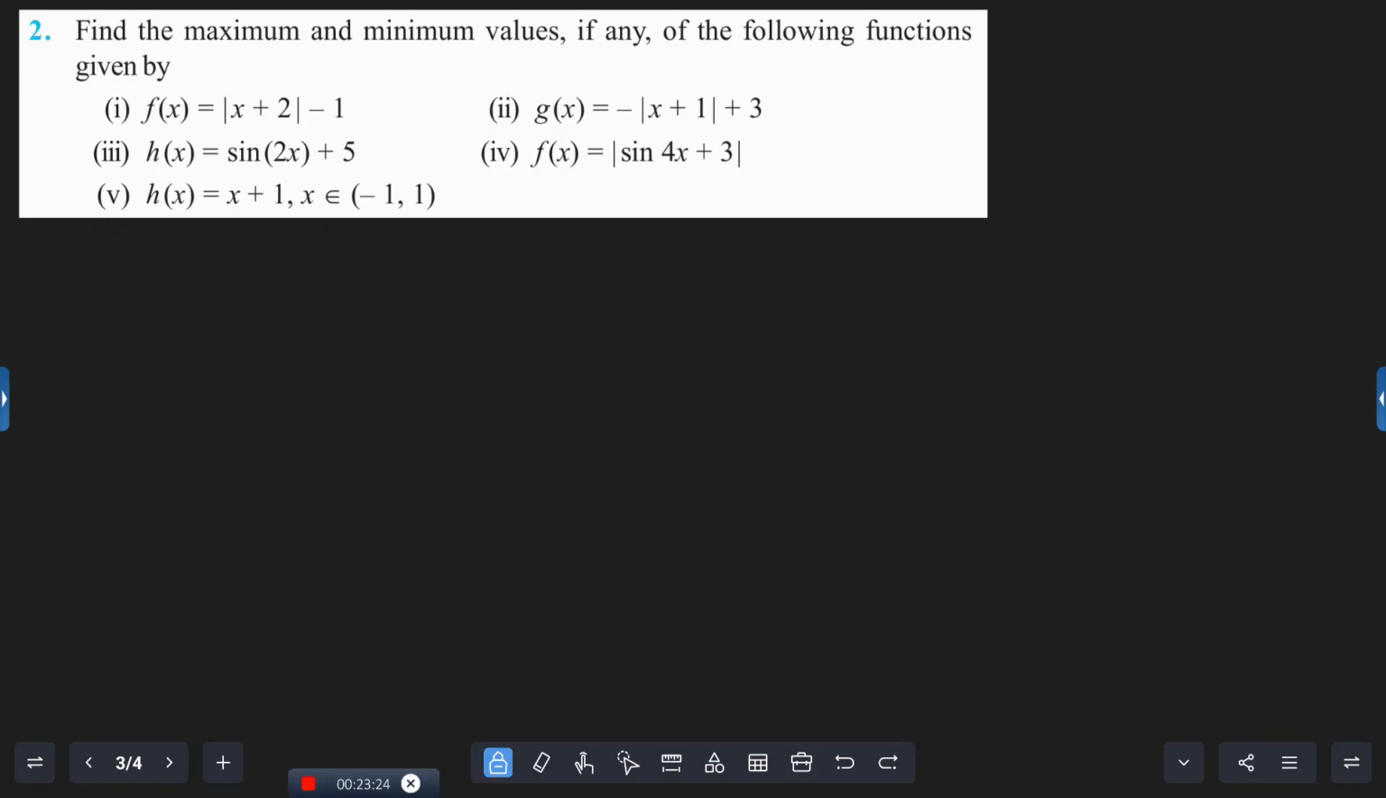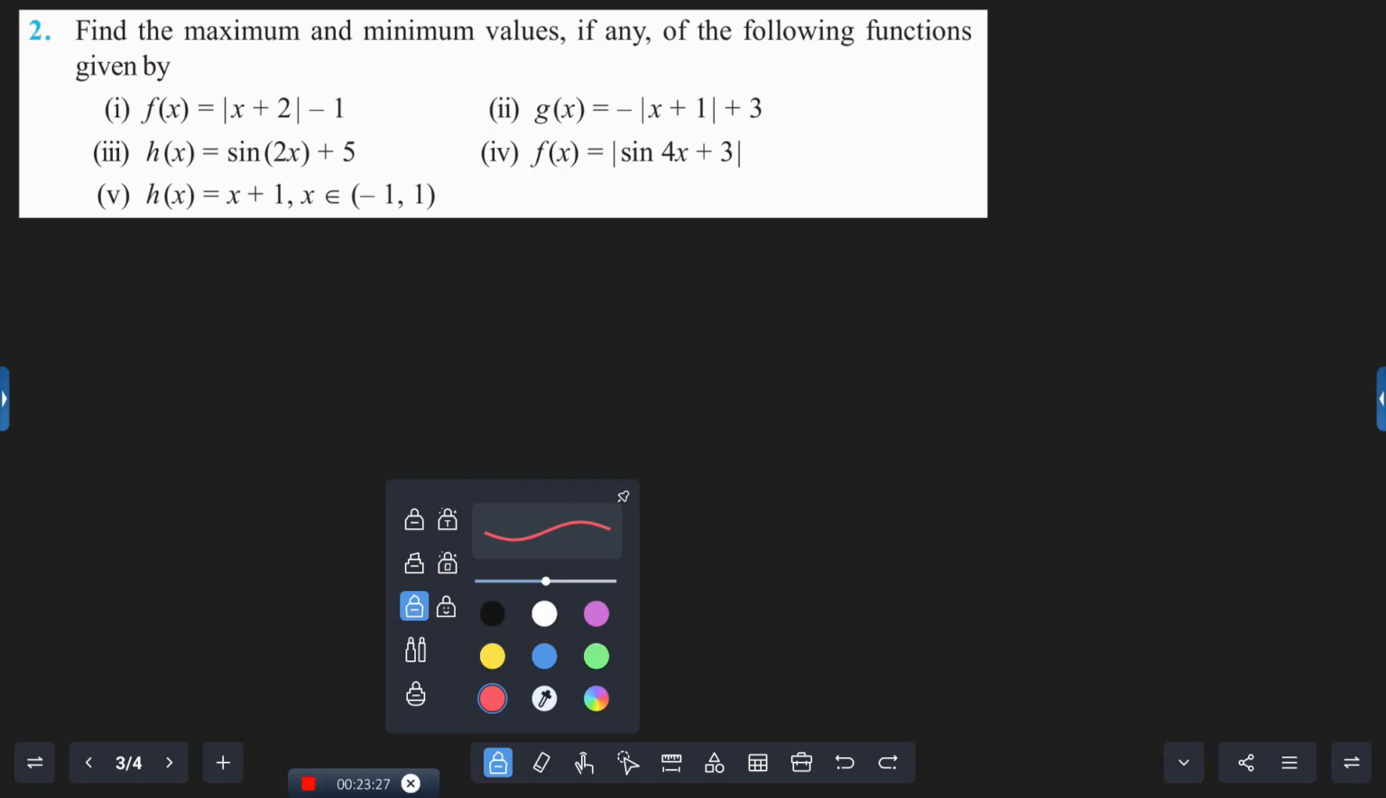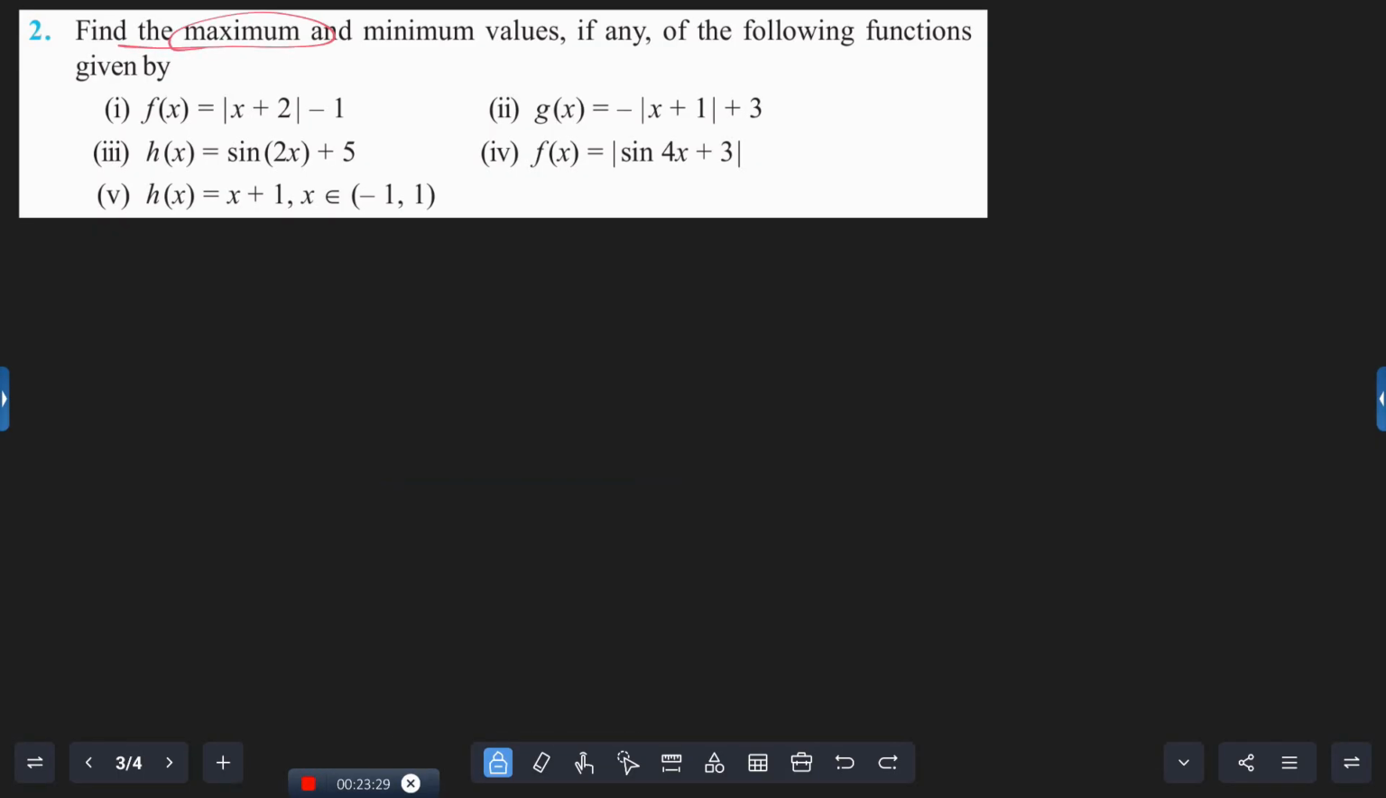Listen, second Roman we are going. Find maximum minimum values, if any. If anything is there, you find. If no maximum or no minimum is coming, you don't need to find it, leave it, they are telling. For the following functions given. Okay, first one.